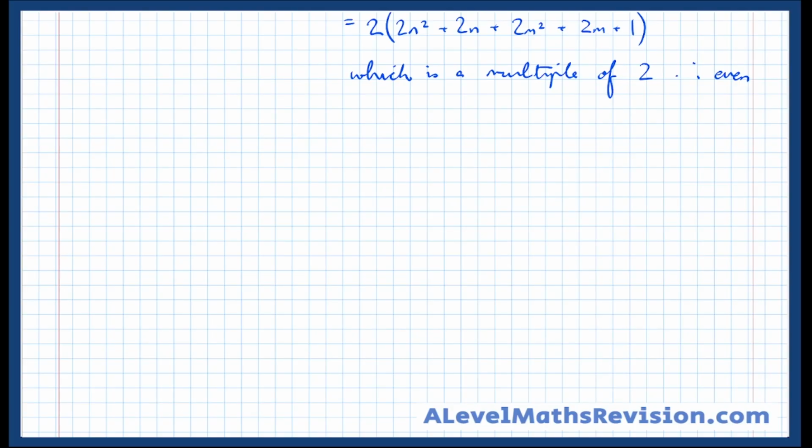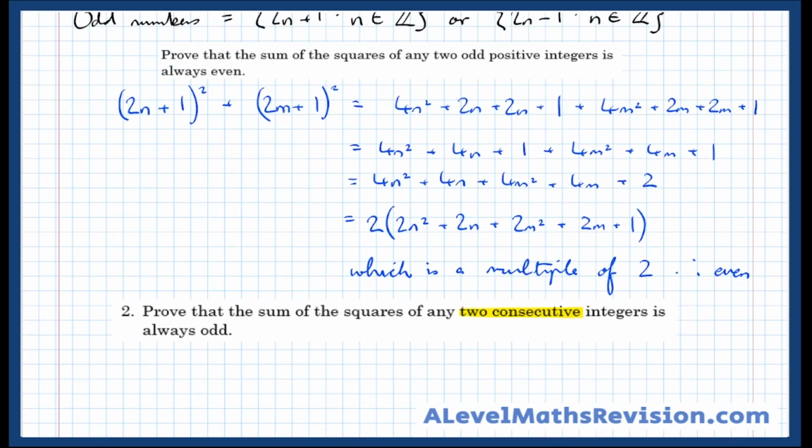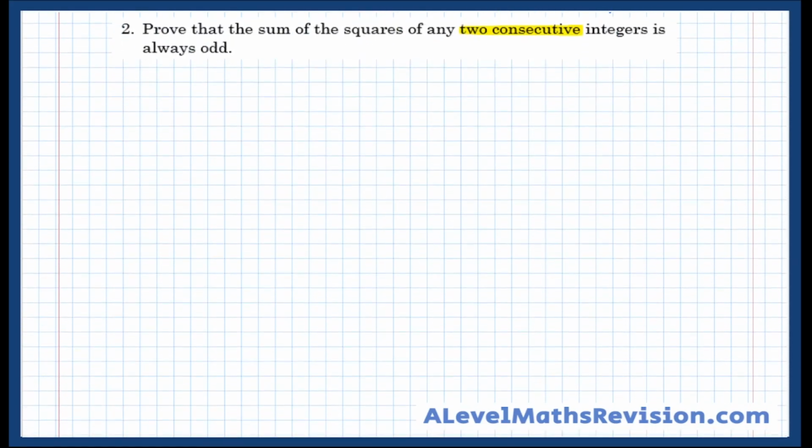So let's move on to another example. And as if by magic, there it is. Awesome cinematography skills. So this question now says, prove that the sum of the squares of any two consecutive integers is always odd. And the key point here, in the previous example, I told you that the numbers were unrelated, so we had to use 2 different letters. Here the numbers are related, the integers are related, they're consecutive integers.